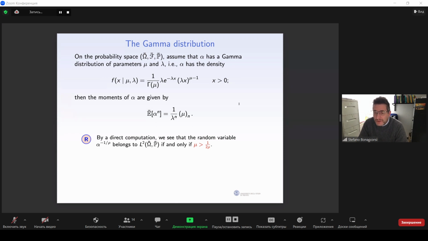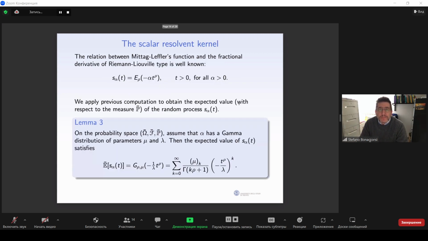So we have an extension, and notice that since rho is larger than 1, we can take a larger class of gamma distributions, or if you want, we can take mu in a larger set. And the relation, as I told you before, between the kernel and the alpha random variables is given in this lemma, which is just a question of computation.